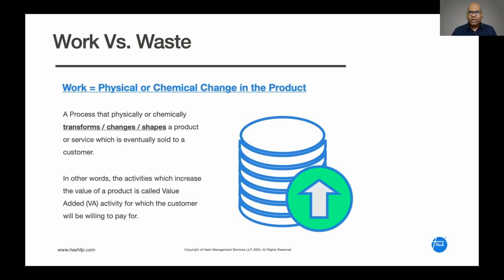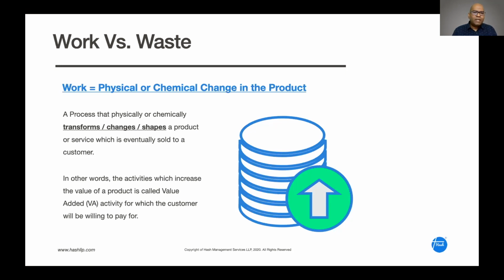Work means whenever there is a physical or chemical change in the product, it can be called a work. The keyword here is change. There is a transformation, right? Sometimes the transformation will be physical. In a turning operation, let us say you are doing a turning, during this turning operation there is a physical change in the diameter, right? You can see that, you can measure it, physical change.